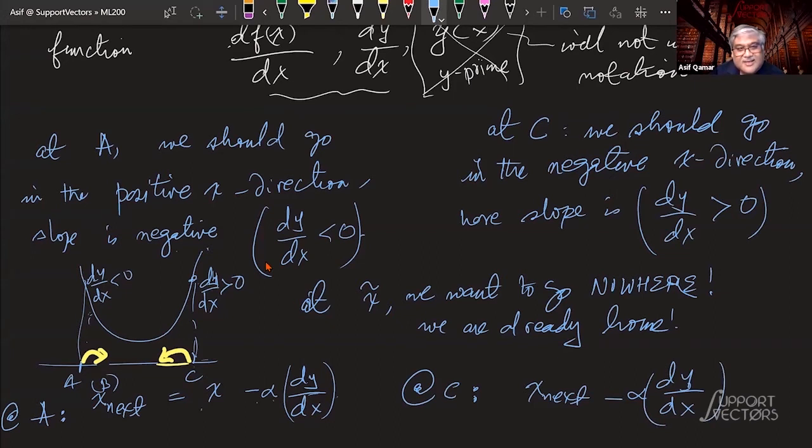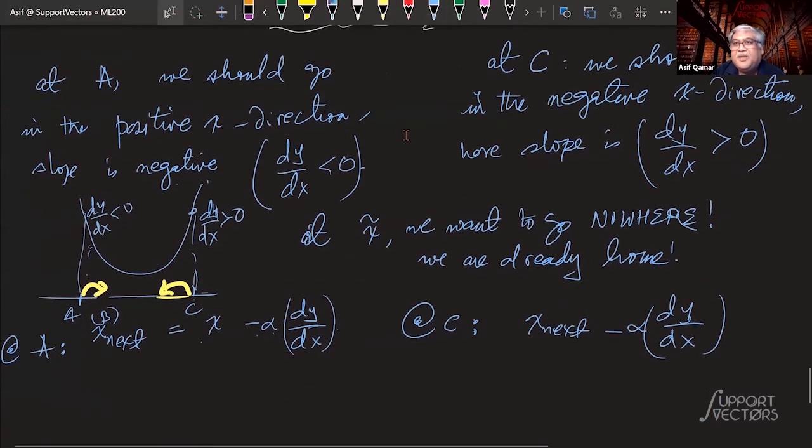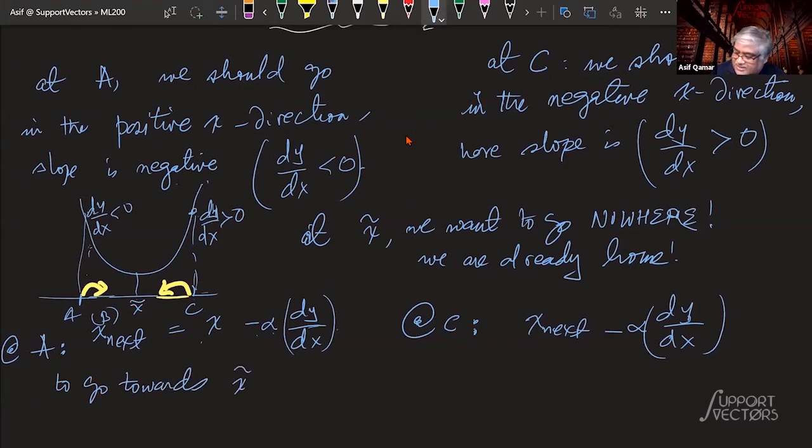Does this make sense, guys? If you take a little step like this, and alpha you can take as a very small amount, like 0.01. You take a tiny step, a tiny step in the right direction. And you can keep making those tiny steps till you reach home, right? This is your x tilde. So to go towards x tilde, to go here also towards x tilde.